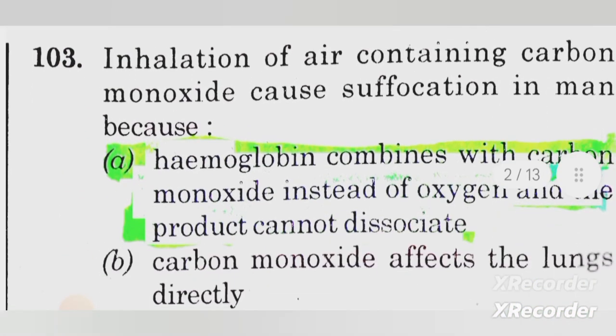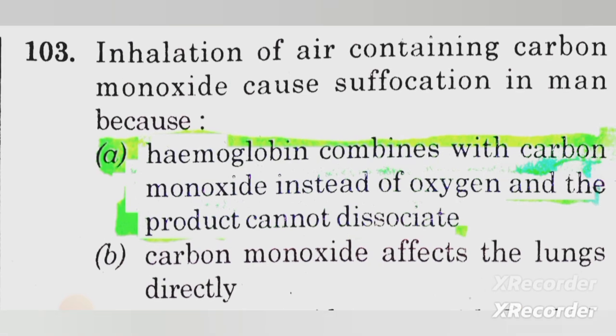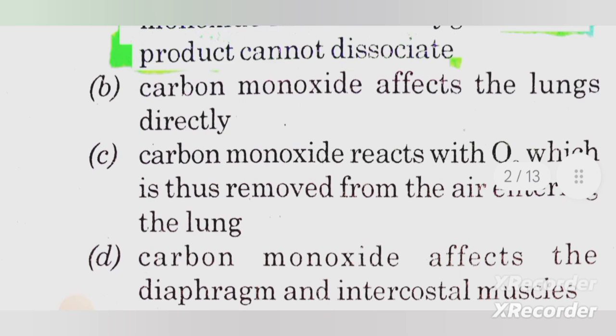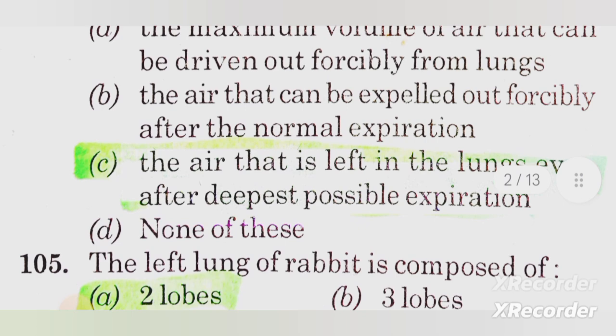Next, 103. Inhalation of air containing carbon monoxide causes suffocation in man because. Answer: Hemoglobin combines with carbon monoxide instead of oxygen and the product cannot dissociate. Next, 104. Residual volume in the lungs of mammals is. Answer C. The air that is left in the lungs even after deepest possible expiration.